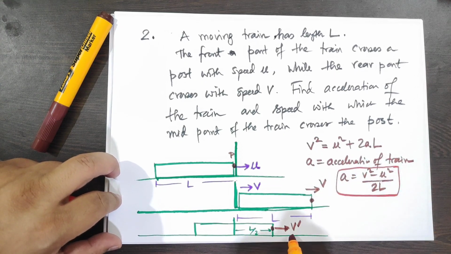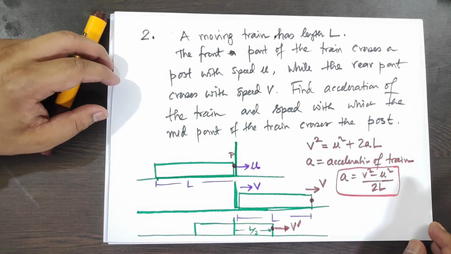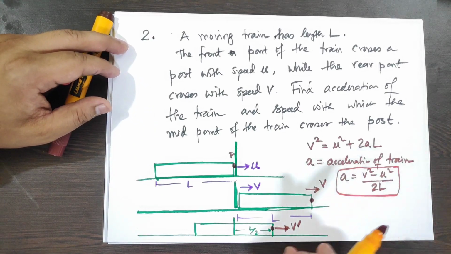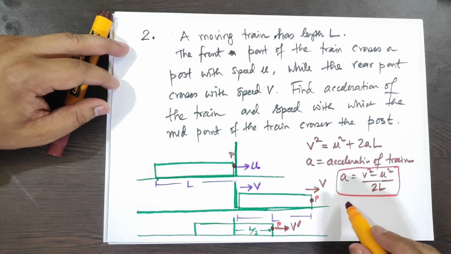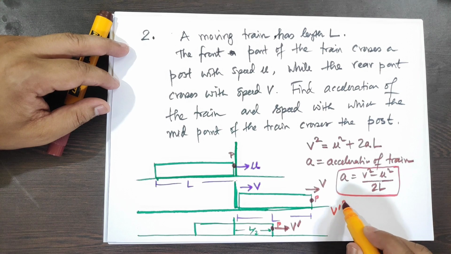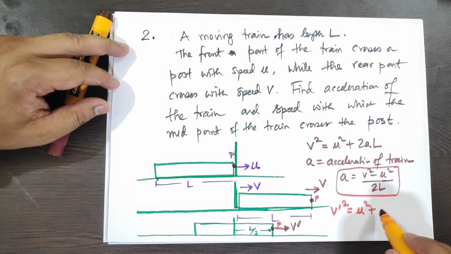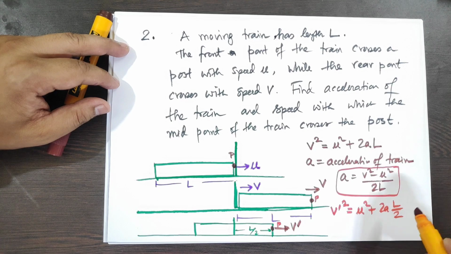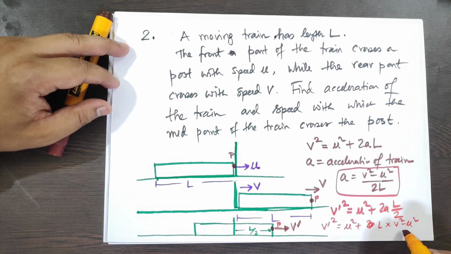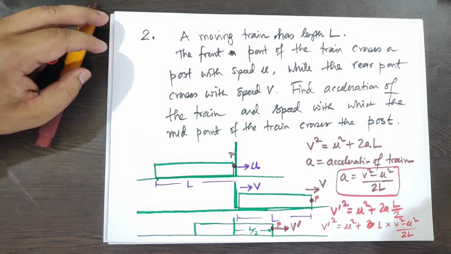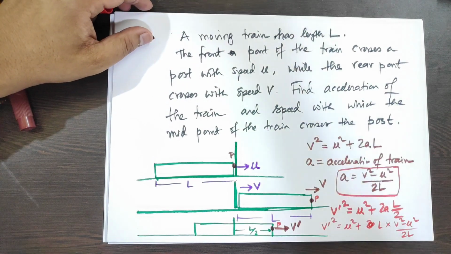Okay. See, the next part you have to find v dash. So the question is, what is the velocity of this particle P when it covers a distance half L. So we can write v dash square equal to u square plus 2a into L by 2. So v dash square equal to u square plus aL. Put for a, (v square minus u square) by 2L, and accordingly you solve for v dash.